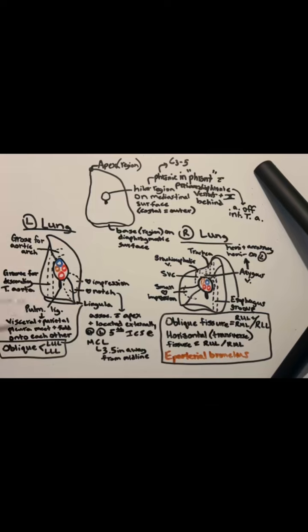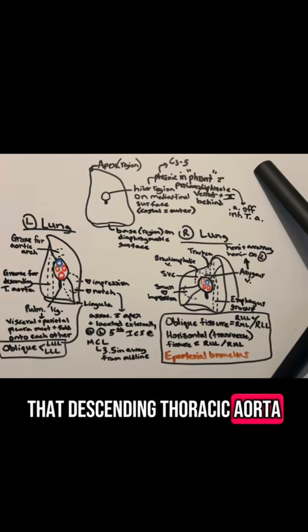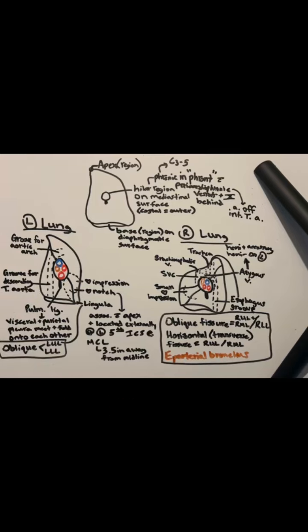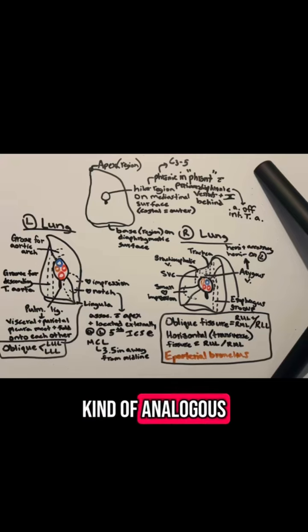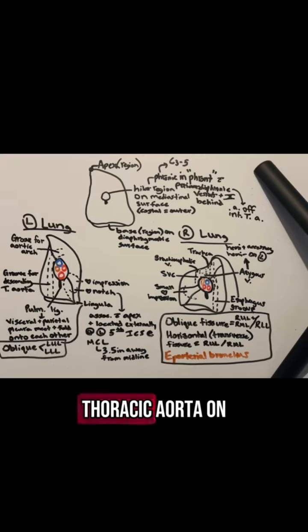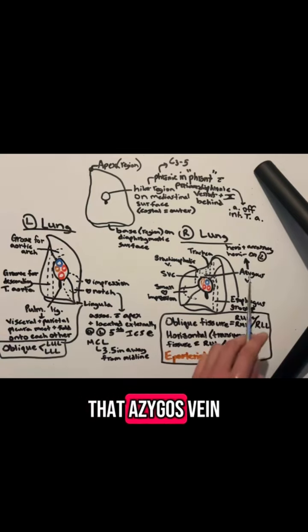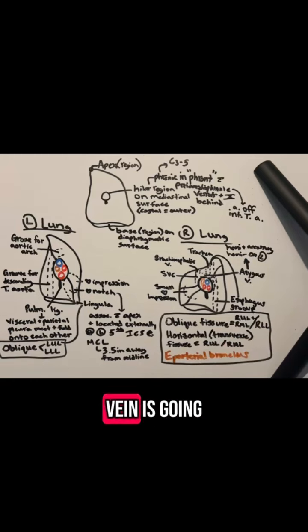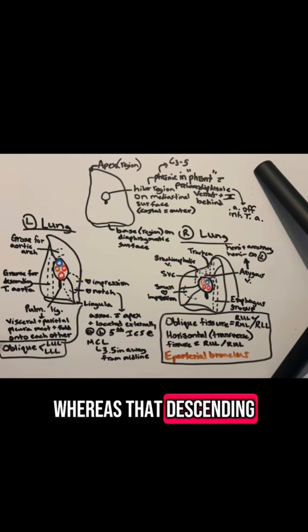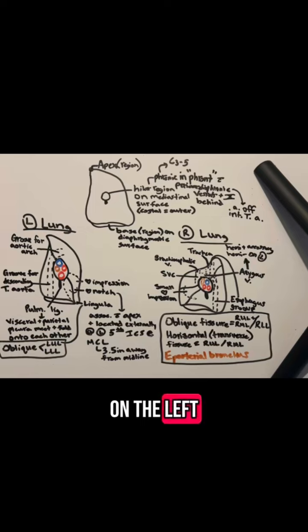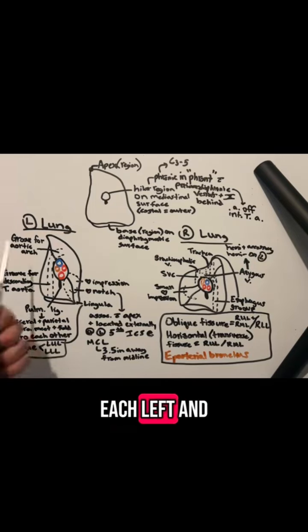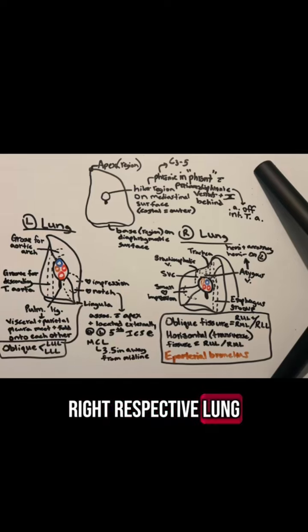That's because the descending thoracic aorta sits on the left side of the heart. The blood vessel analogous to the descending thoracic aorta, but on the right side, is the azygous vein. So the azygous vein is going to be on the right, whereas the descending thoracic aorta is going to be on the left. And therefore, the groove for each is going to be on each respective left and right lung.